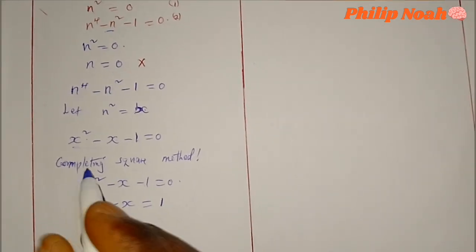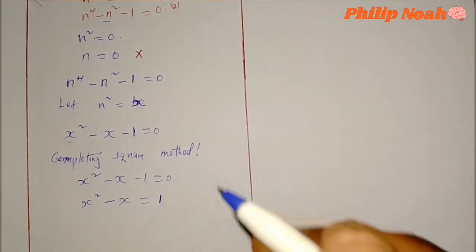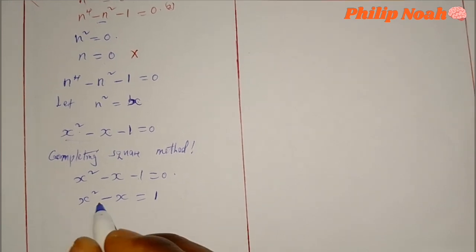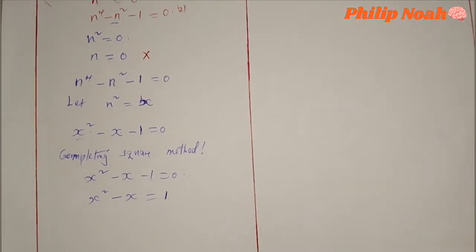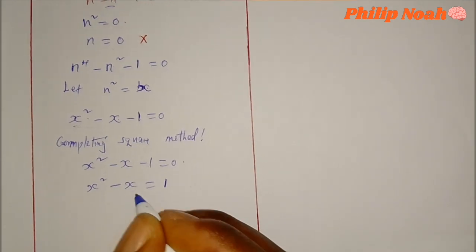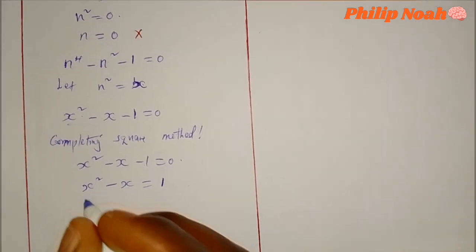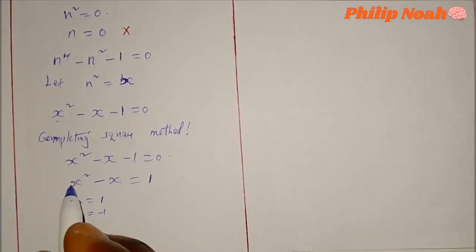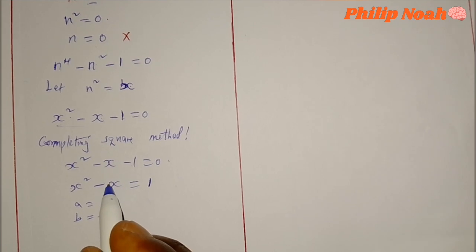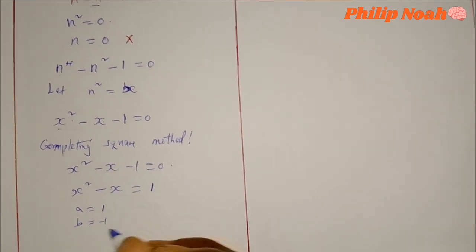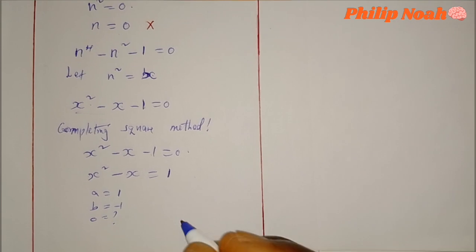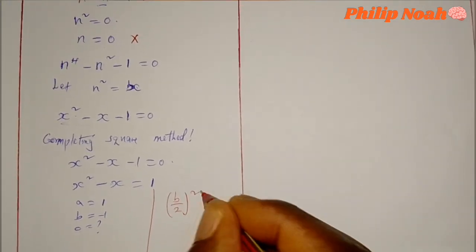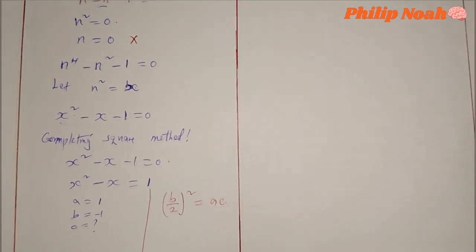Are you there? So I have chosen the completing square method, and now I'm taking this one to the other side of the equal sign. Now we have x squared minus x minus 1. Here we want the value of c. Remember, here a is 1, b is negative 1: the coefficient of x squared is 1, and the coefficient of x is negative 1. Now we don't have c, we want the value of c. We shall use this relation that b over 2 squared gives us ac.